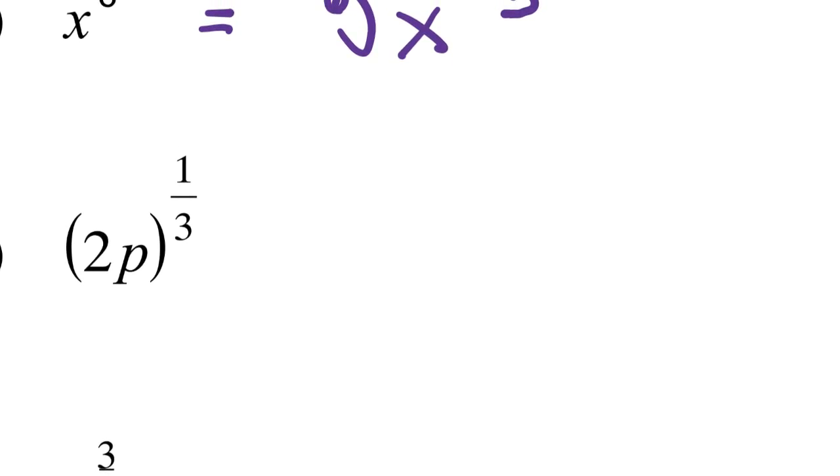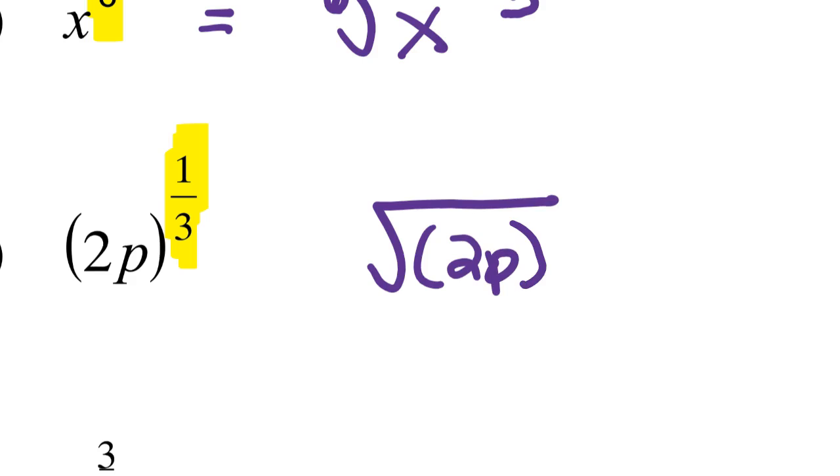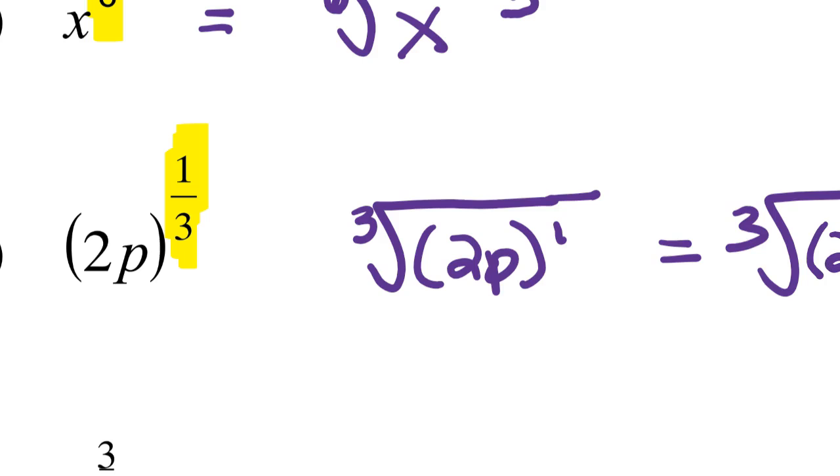What is, here the 5/6 was touching the x. What is the 1/3 touching? Parentheses. So the whole entire parentheses goes down underneath the radical. The entire parentheses counts now. What's the root? And what's the exponent? So we don't even really need to write it, but you can. The 3rd root of 2p.